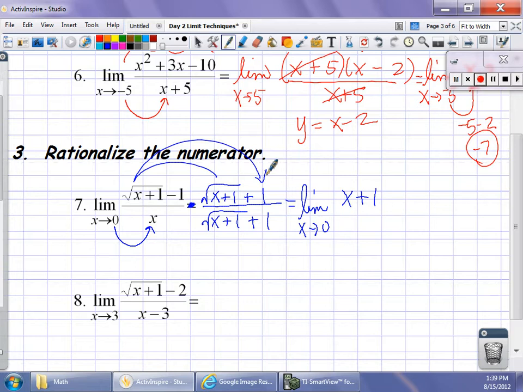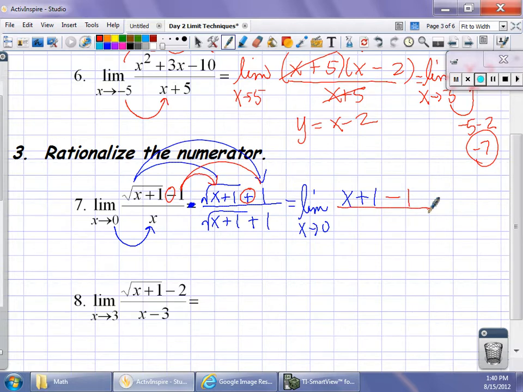Multiply square root of x plus 1 by 1, and I get positive square root of x plus 1. Multiply negative 1 by square root of x plus 1. So those two middle terms are going to cancel out because one of them is positive and the other one is negative, which is exactly what I wanted to happen. I wanted the radical to go away. And then negative 1 times 1 is negative 1.